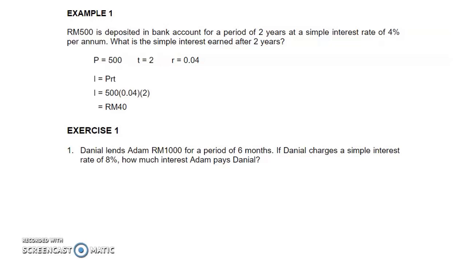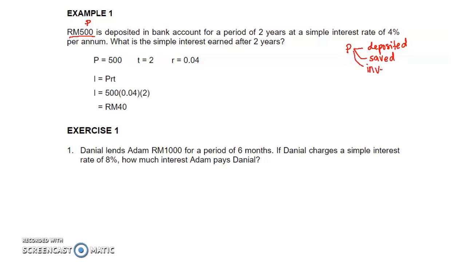First step, you extract the information given. So 500 ringgit is the value P. How to identify the value P? I give you some keywords here. For principal, the normally used keywords are deposit, save. Let's say Ali saves 500 ringgit.